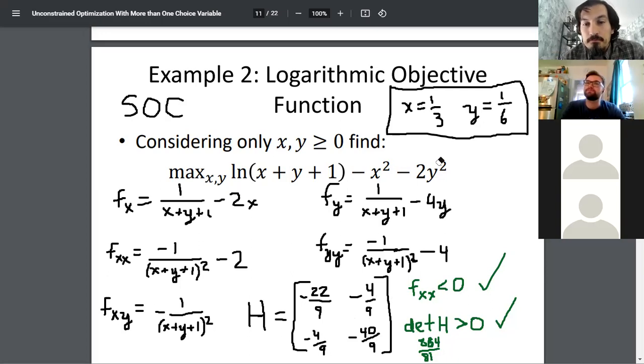What about global? You guys have any thoughts about this? Do you think this is always concave? Is there some way to look at the fxx, fyy, fxy, and what it would be all together to convince ourselves that this function is always concave? Can you tell anything about the sign of these derivatives?